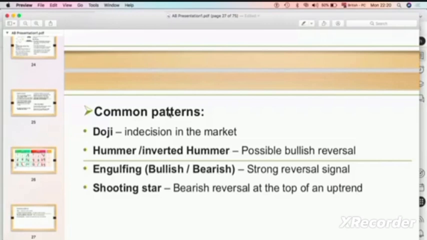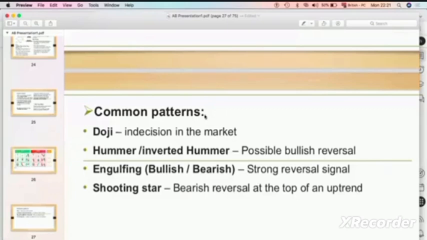And when the price eventually breaks out, price continues in that direction. And you have your hammer or inverted hammer, which is a possible bullish reversal. You have your engulfing candle, which is a strong reversal signal. You have your shooting star, which is your bearish reversal at the top of an uptrend.